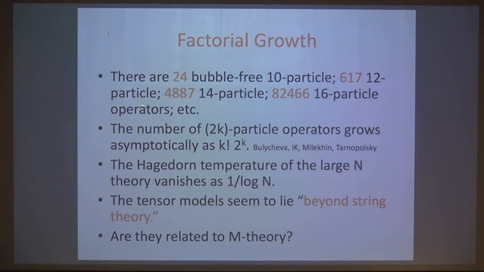So what is interesting about this, there are, of course, more operators, and they exhibit very rapid growth. For example, there are 24 bubble-free 10 particle operators, et cetera. You get this large number already by the 16 particle case. And we wrote down some integrals that count them. Essentially, you see that the number of 2k particle operators grows asymptotically like k factorial 2 to the k. And this means that the Hagedorn temperature of the large N theory really goes to zero. So it grows a lot faster than in string theory. So the tensor models seem to lie beyond string theory.